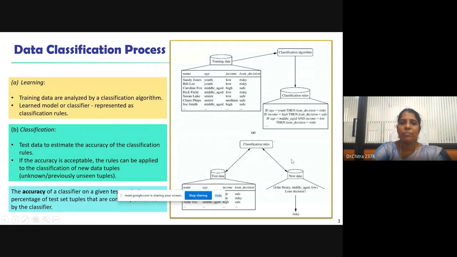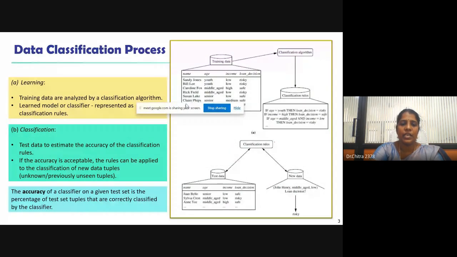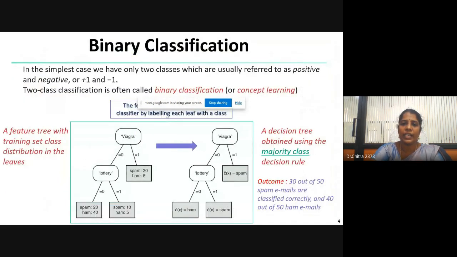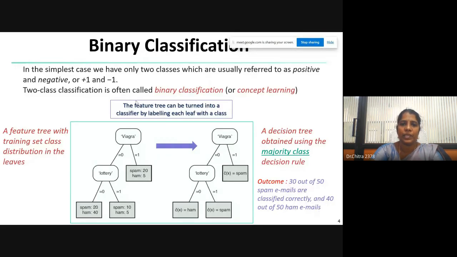The most important measure of classification is the classification accuracy. The classification accuracy of a classifier gives the percentage of the test set tuples that are correctly classified. Accuracy means how correctly the classifier rule classifies the given data. That is called accuracy. Accuracy means how correctly the data is classified by using the developed classifier.